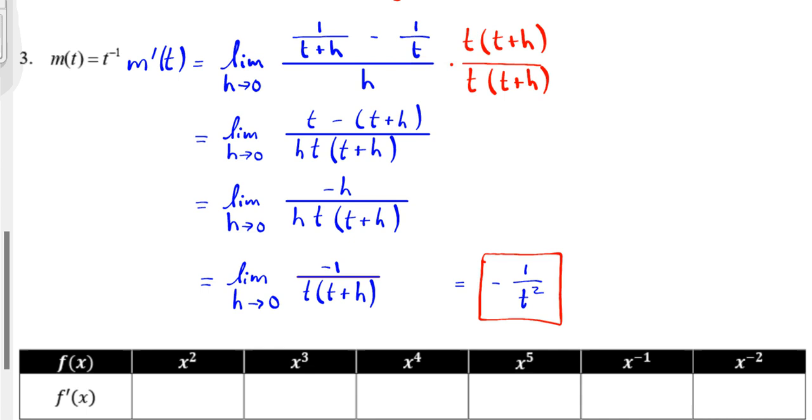we found so far. So, question number one, the derivative of x squared we found is 2x. For number two, the derivative of x cubed we found was 3x squared. And then finally, for number three, I'm going to rewrite this as negative t to the negative 2. So this would be negative x to the negative 2.